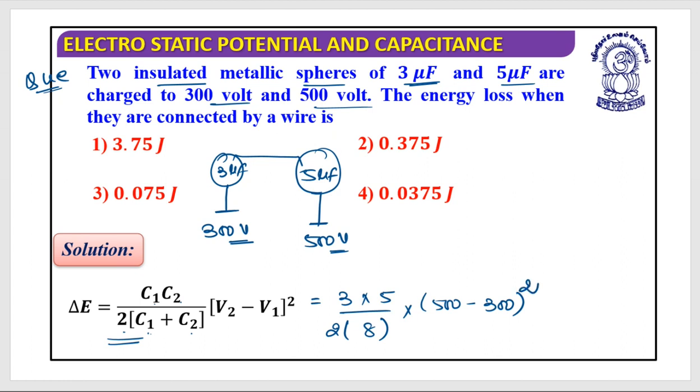Here C1 into C2 gives 10 to the power minus 6 times 10 to the power minus 6, so it is 10 to the power minus 12, and in the denominator only 10 to the power minus 6. So this becomes 10 to the power minus 6. I hope you can calculate this and find the answer. Can it be done? Are you sure? Okay, great. Let's move to the next question.